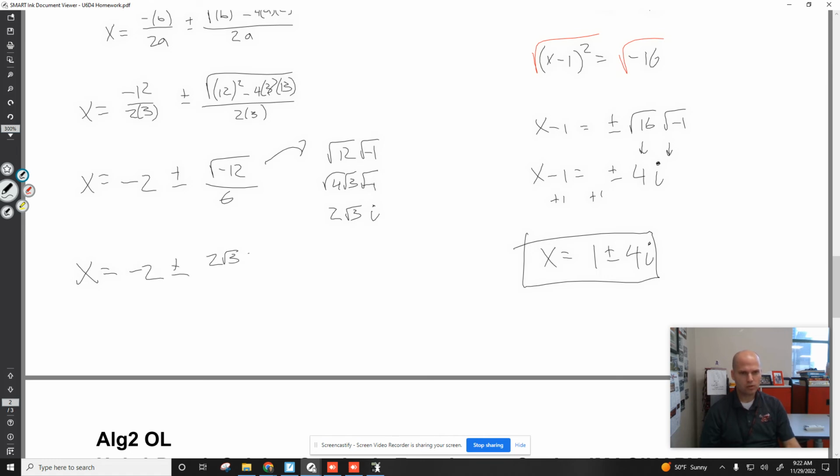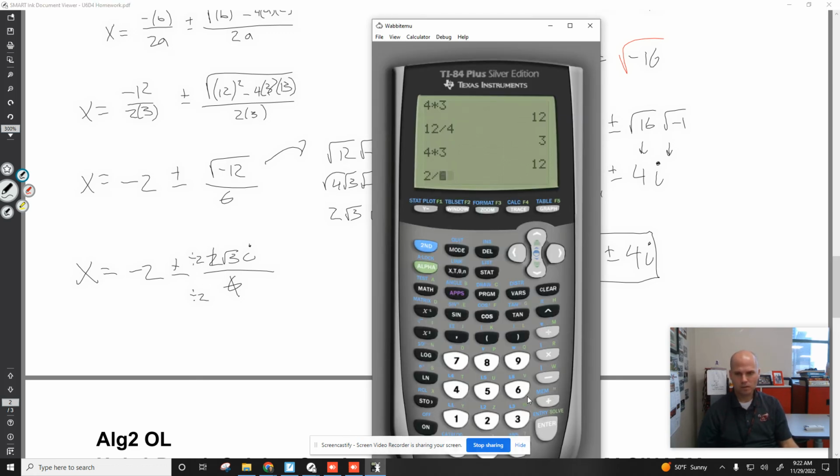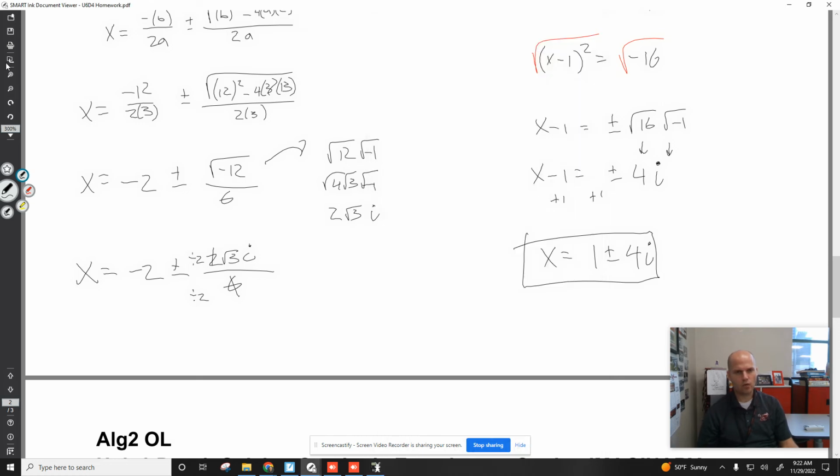2 root 3i divided by 6. Divide the top and bottom by 2. 2 over 6 is the same as 1 over 3.